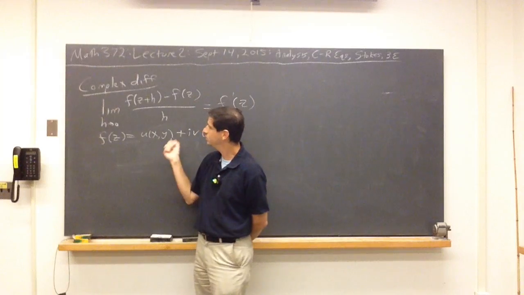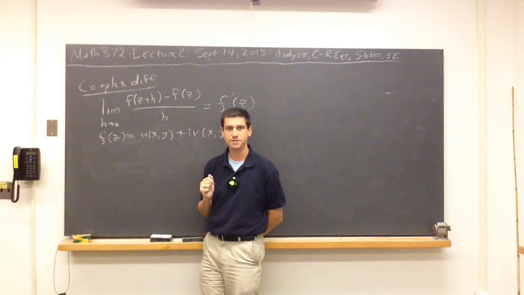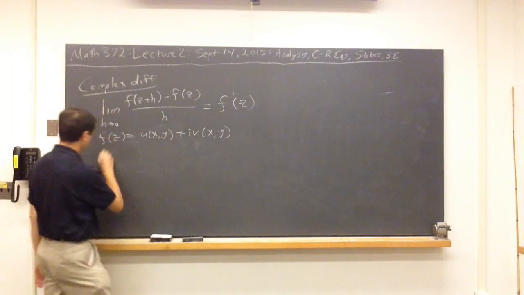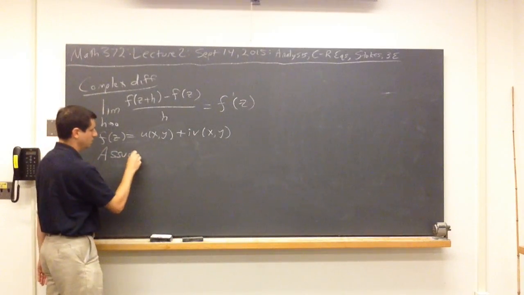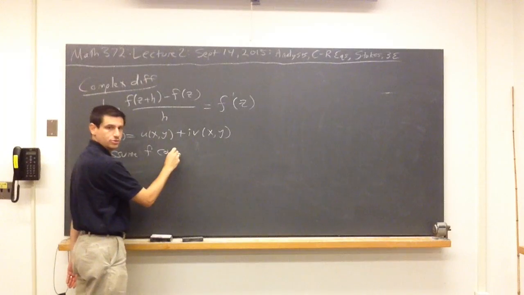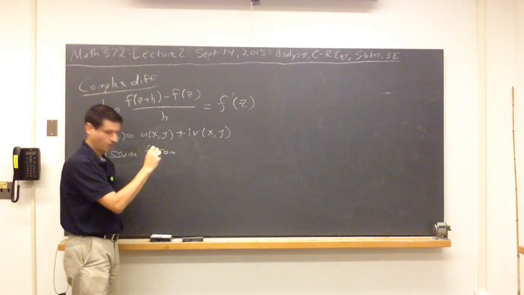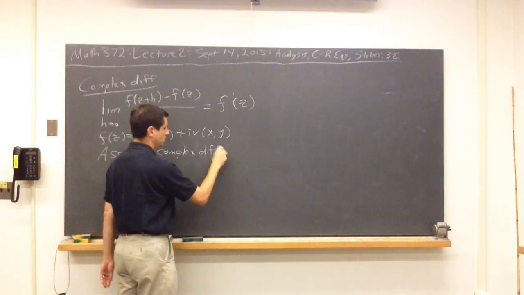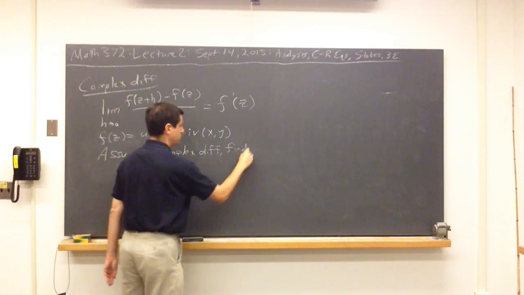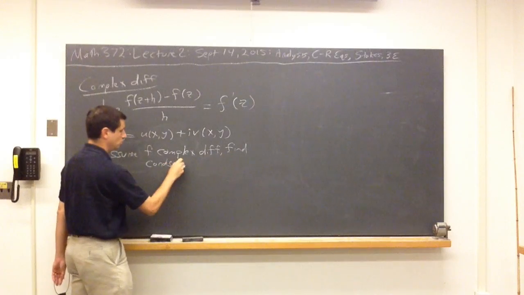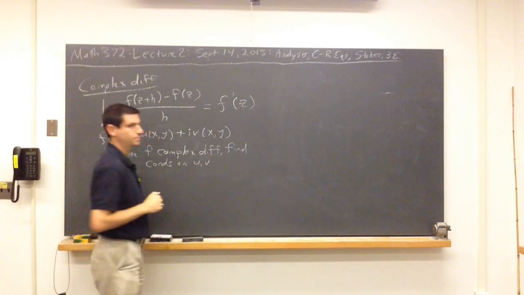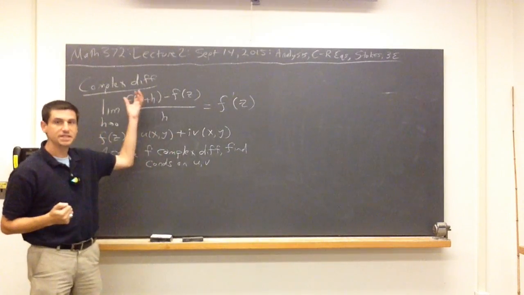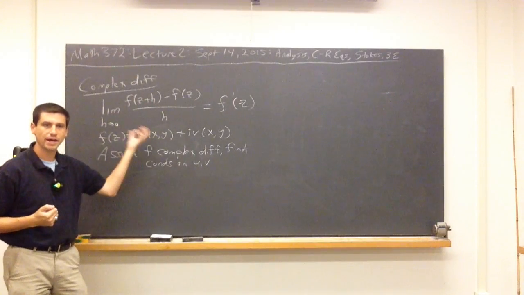So what we're going to do now is assume f is differentiable and deduce conditions on u and v. All right? So assume f is complex differentiable, and find conditions on u and v. What does it mean for the function to be complex differentiable? It means that this limit exists no matter what path we take.